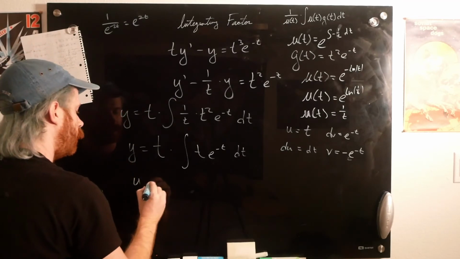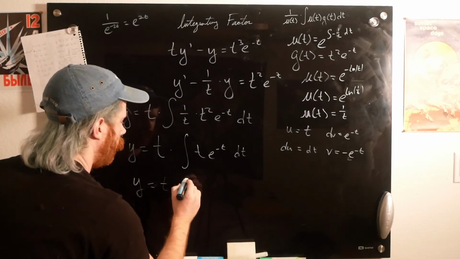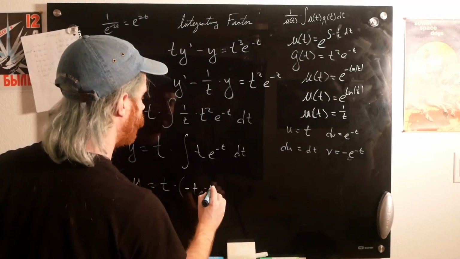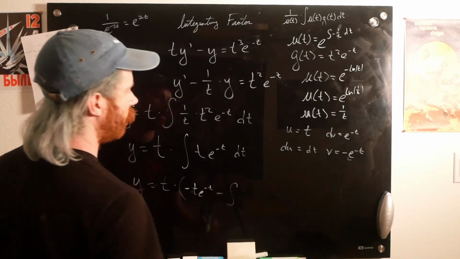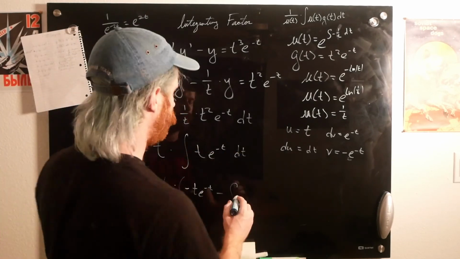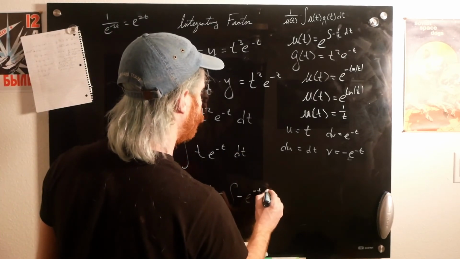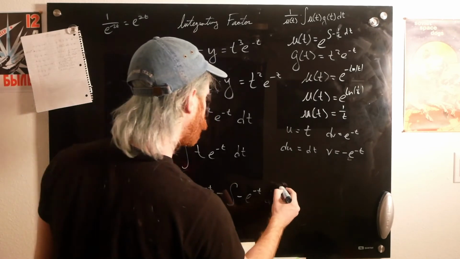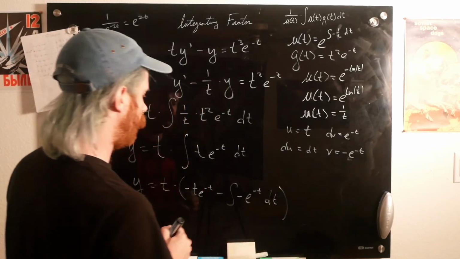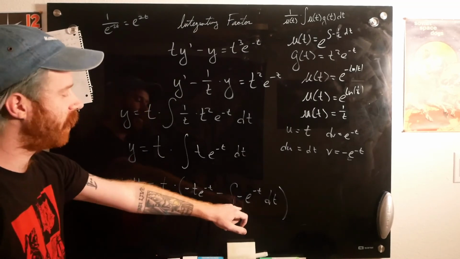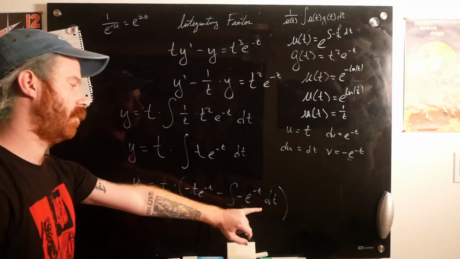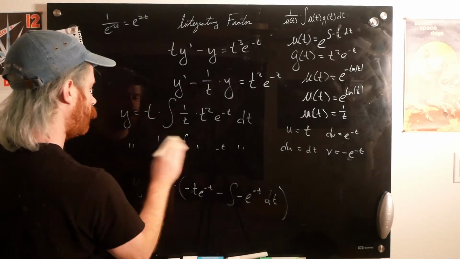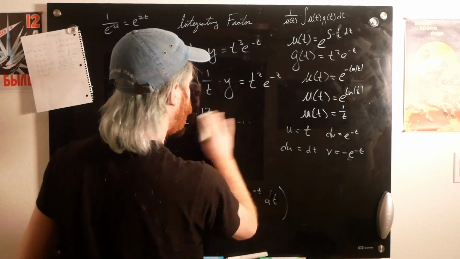So now let's use parts, and then we have uv, so negative t e to the negative t, minus the integral of v du, so negative e to the negative t dt, v du. So not worried about the constant of integration yet. I always try and worry about the constant of integration when we're integrating the last integral. So let's go a little bit further up here.